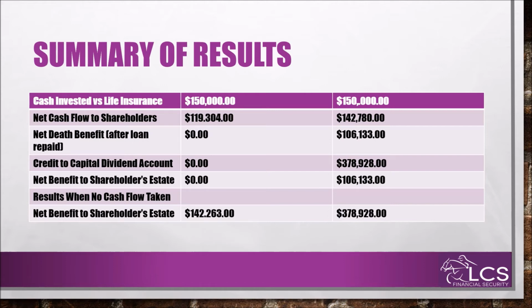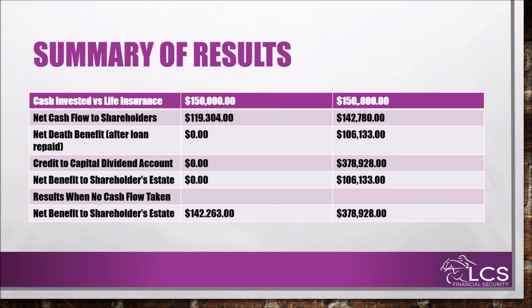The chart shows how this works versus cash invested. So cash invested of $150,000 or life insurance premium of $150,000 creates net cash flow to the shareholders of about either $119,000 in the case of cash, or $140,000 in the case of life insurance. The net death benefit after a loan is repaid, of course, would be zero, because there's no loan to worry about in terms of cash, or $106,000 in the event of life insurance.